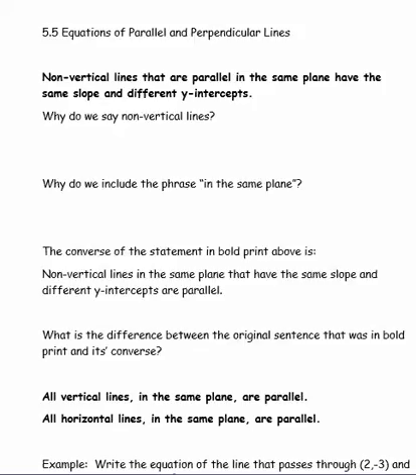Okay, now we can go on and talk about vertical lines in the same plane. Well, they are always parallel because they all have an undefined slope. And for the same reason, all horizontal lines in the same plane are parallel. They all have a slope of 0, and they would cross the y-axis at different points, so they would have different y-intercepts.